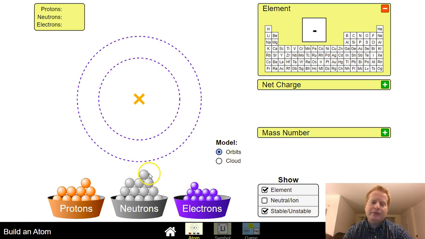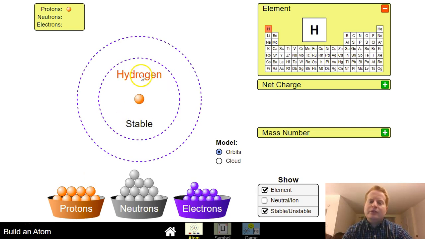So for example, if I put a neutron here, that doesn't really mean anything to the simulation. But if instead I put a proton here, now the simulation knows, okay, that's hydrogen. So an element's identity is specifically because of its proton number. Now, right now it says stable.